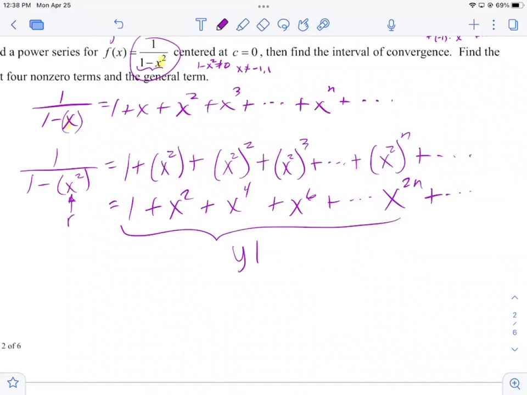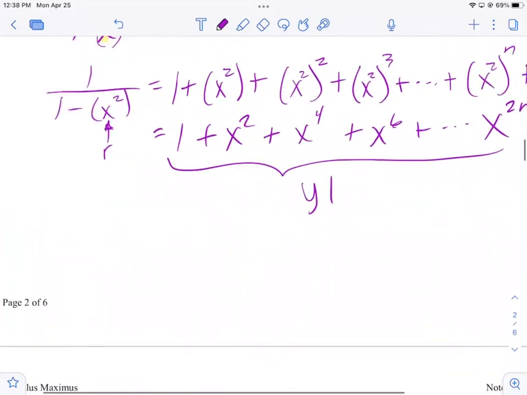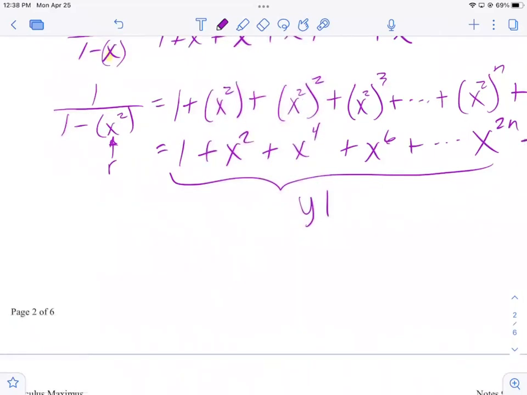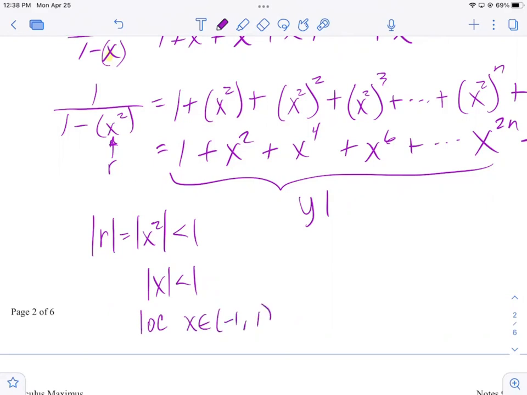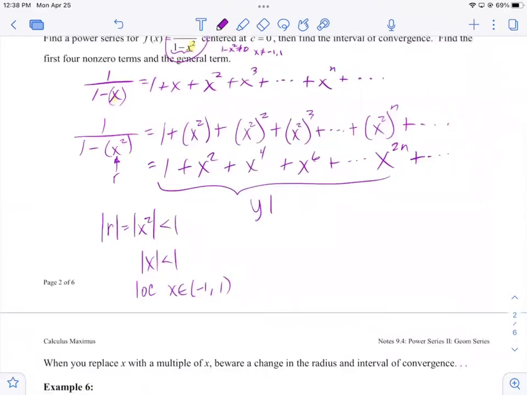All right, but let me show you how you can find the interval of convergence. Because you know it's a modified geometric series, you would just say the absolute value of R, which is the absolute value of x squared, has to be less than 1. Well, how are you going to solve a quadratic inequality like that? In order for x squared to be less than 1, the absolute value of x also has to be less than 1. And so that gives you the same interval of convergence: x is between -1 and 1. Then you've got vertical asymptotes there, so it doesn't change the endpoints.